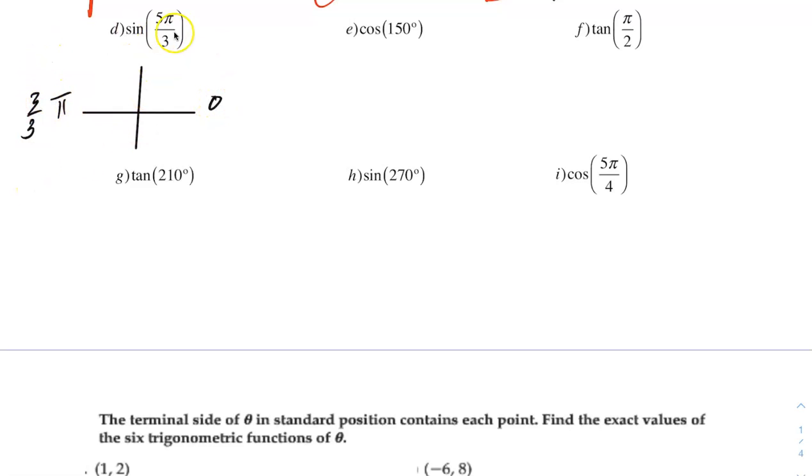1 more will be 4. I got to get to 5. So 3 plus another 3, 6 pi over 3. And then 1 less, since we're going this way, 1 less is over here in quadrant 4.